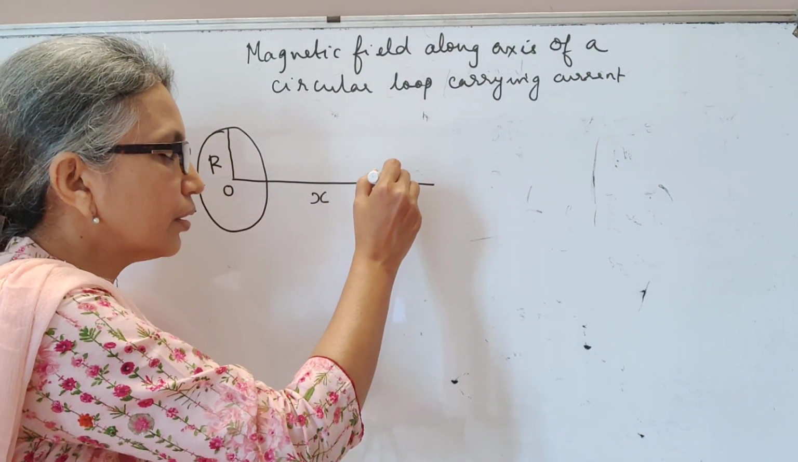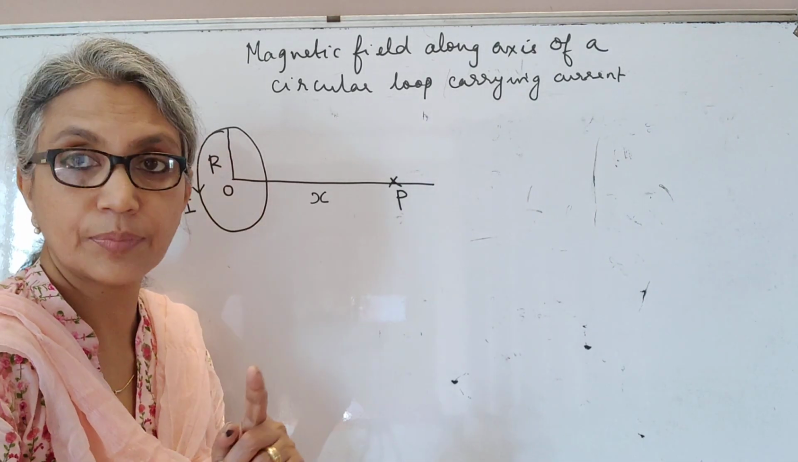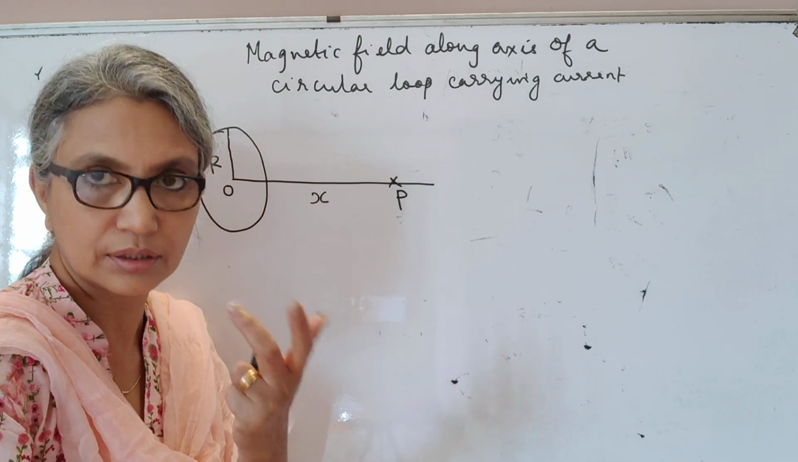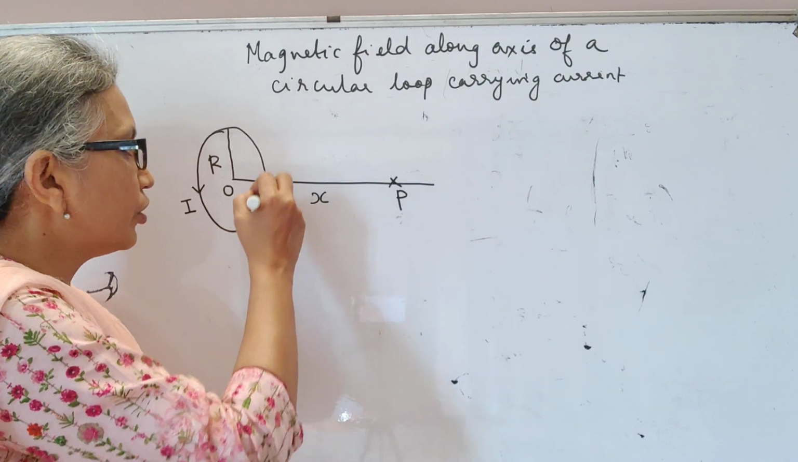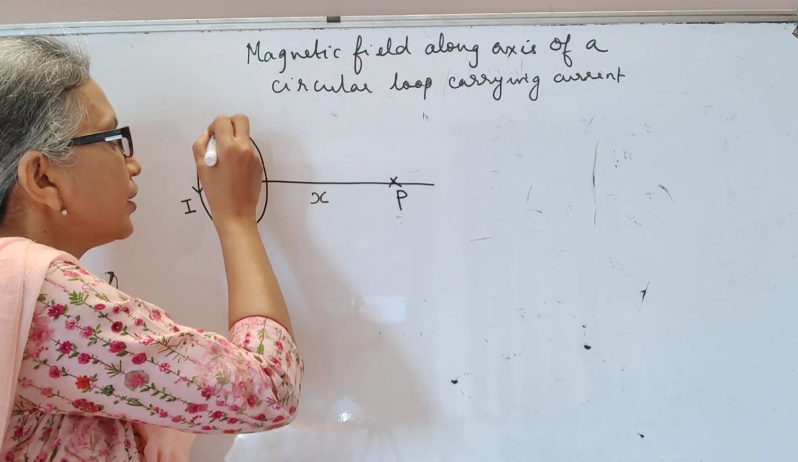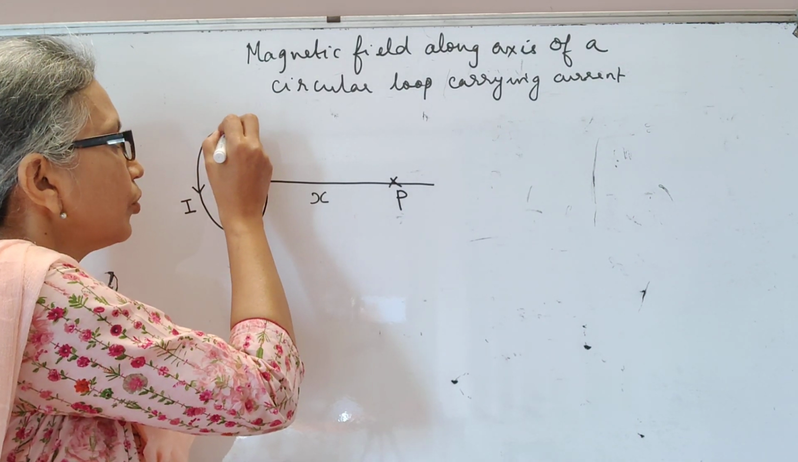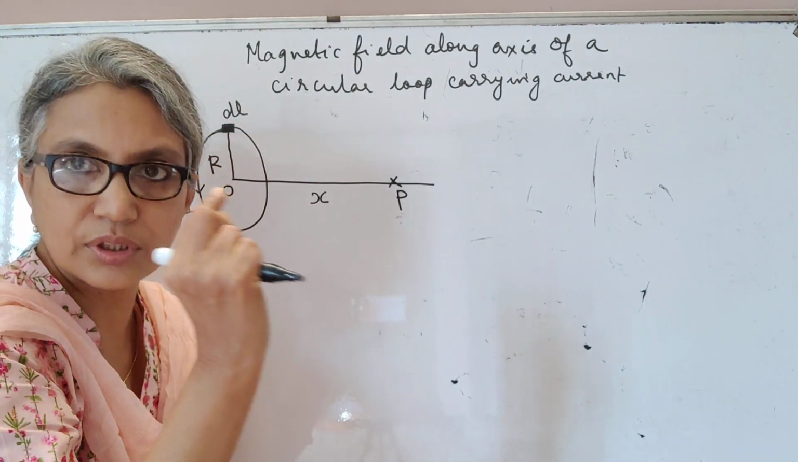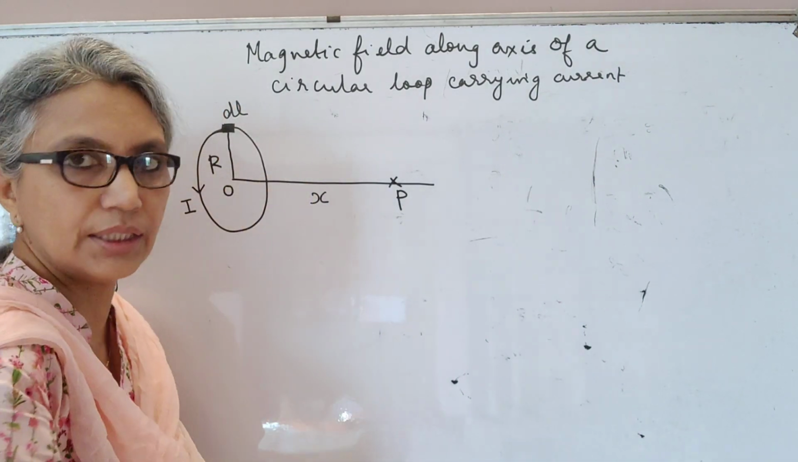And to find out the magnetic field here, we are going to use Biot-Savart law. Biot-Savart law can be applied only to very small length dL current elements, a small length dL which carries current. So what we need to do is divide this loop into small elements. So let's take one small element here, and this is what I'm going to call dL. So this whole loop I'm going to divide into a large number of small lengths dL.